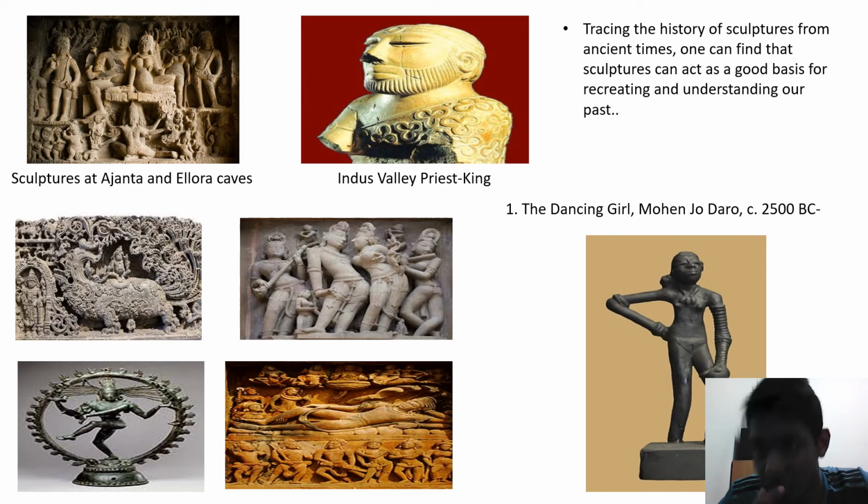Tracing the history of sculptures from ancient times, one can find that sculptures can act as a good basis for recreating and understanding our past. So the main thing of these sculptures is we can recall the past, like the World War. So we can recall what they have gone through. So there are the pictures of the dancing girl, sculpture from Mohenjo-daro.